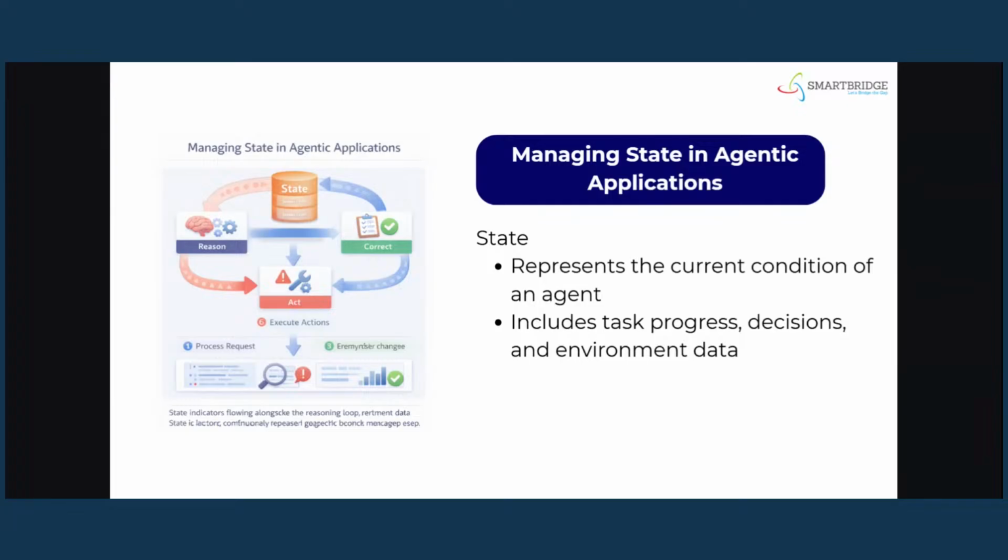So now let's talk about something that quietly keeps agentic AI systems running smoothly, which is state management. So state simply means remembering what is currently happening in the system. When an agent starts a task, it should not forget everything after taking one step. It needs to remember where it is in the process, what has already been done, and what still needs to happen next.